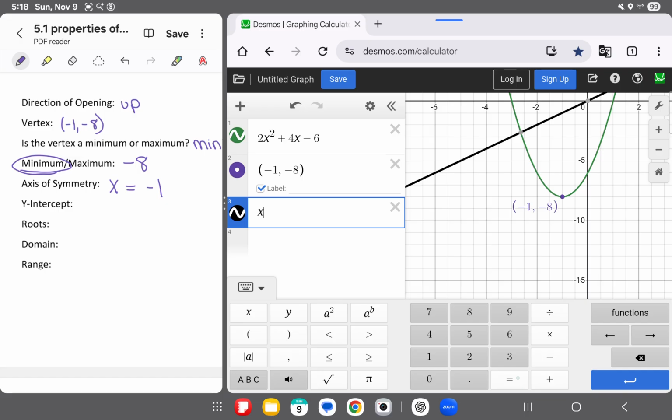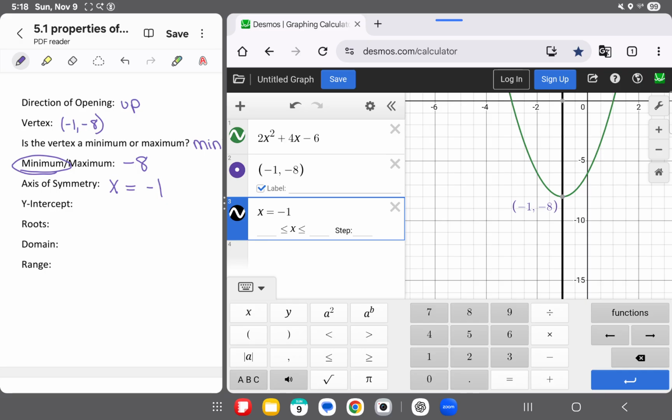And I can go ahead and graph that. You guys don't have to do this, but I just want you guys to see why we have it and what it does to the parabola.